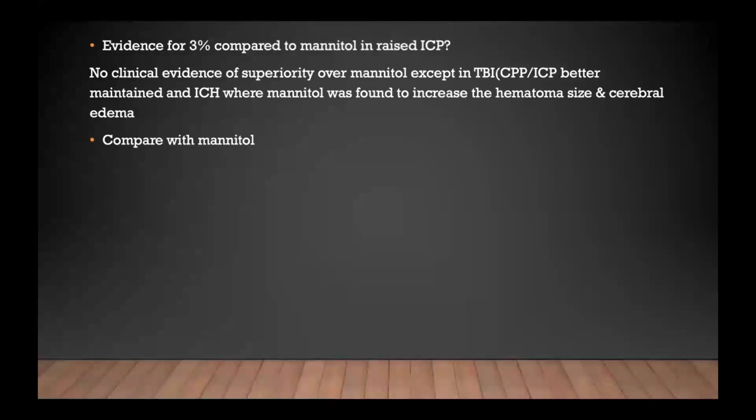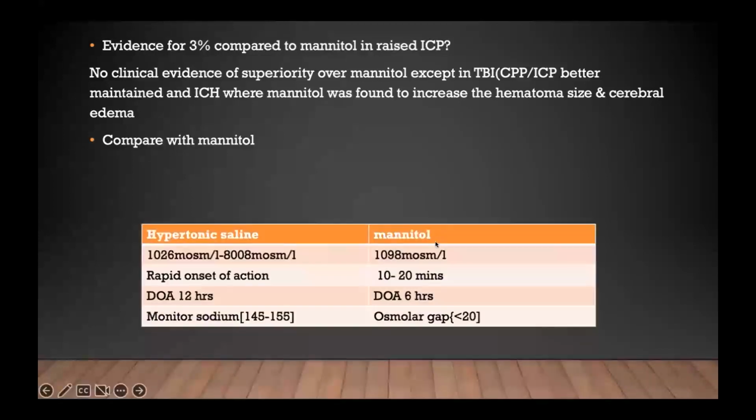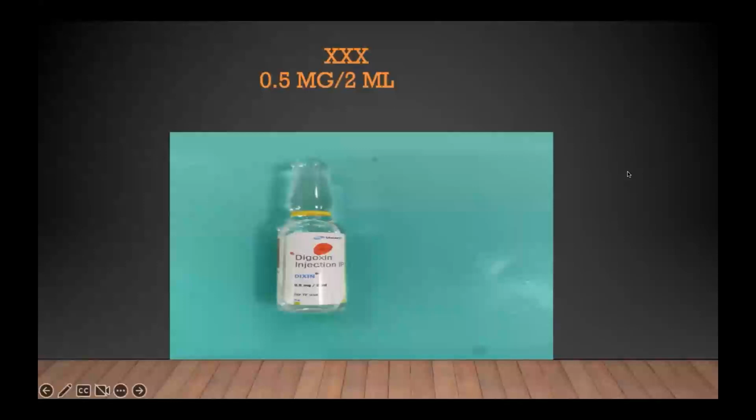And what is your target with mannitol when it comes to raised ICP? Serum osmolarity, the osmolar gap, we have to keep. How much do you want to keep? Hypertonic saline acts faster than mannitol, and mannitol has a longer duration of action. When you're giving 3% sodium, you maintain a sodium level of 145 to 155. But when you're giving mannitol, you have to keep your osmolar gap less than 20. That's how you monitor mannitol.